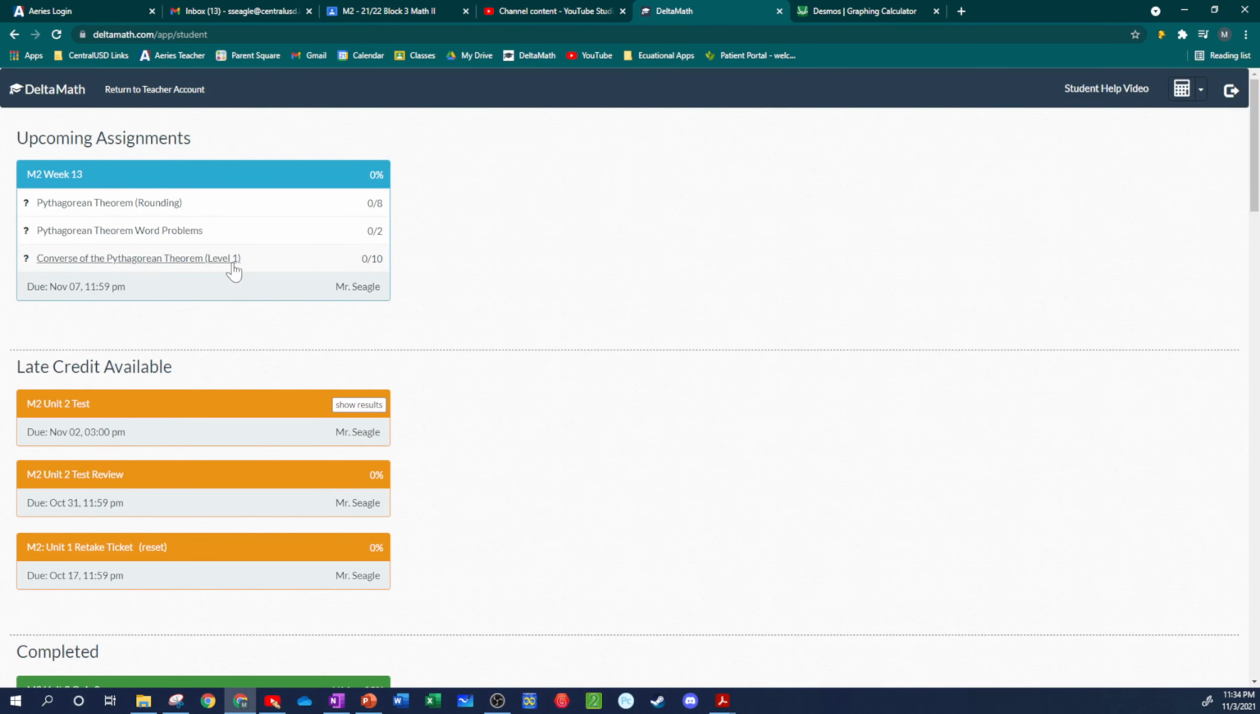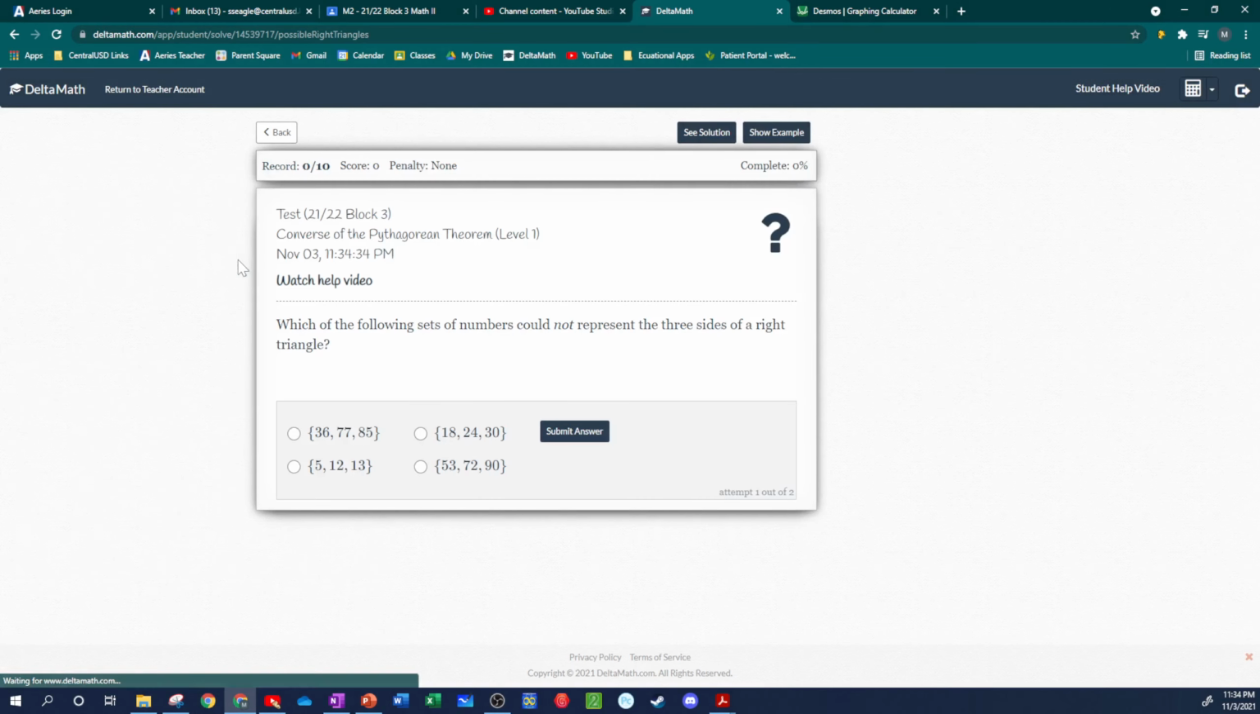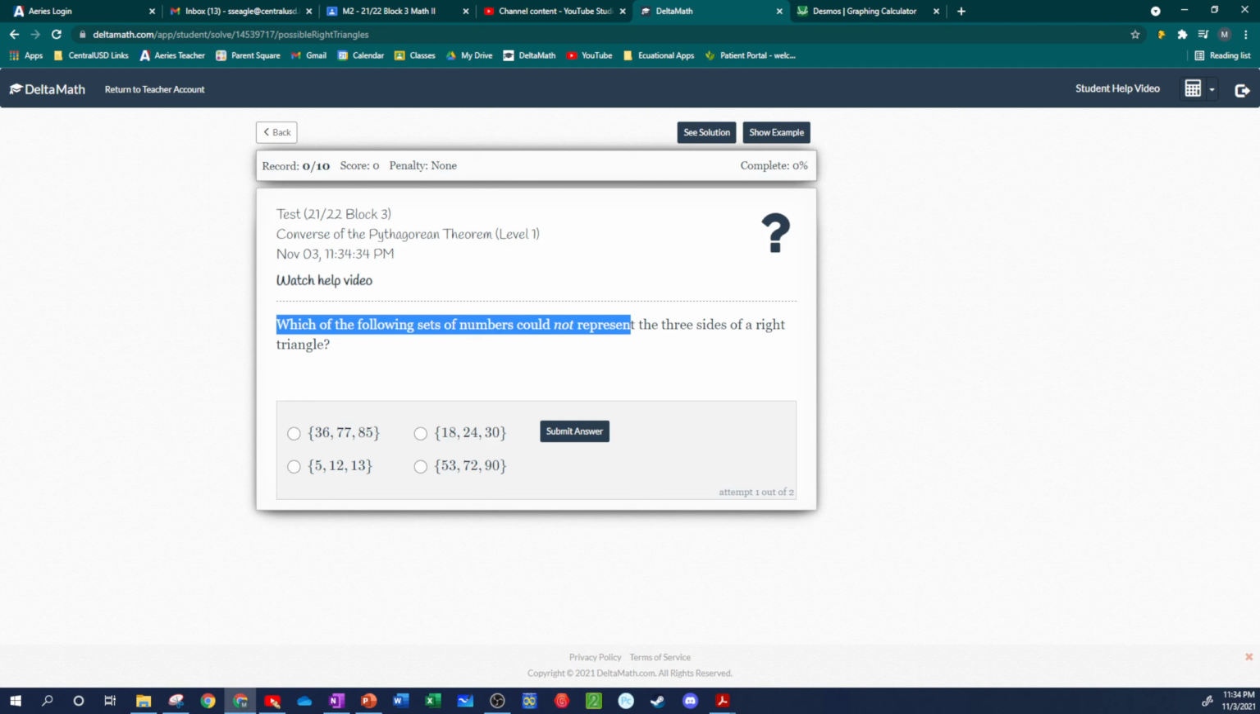Converse of the Pythagorean theorem, level 1. You're going to see problems like this where, hey, I give you a set of 3 triangles. You have to tell me, is it a right triangle or not? You have to find, in this case, which of the following sets of numbers could not represent the 3 sides of a right triangle. So you have to figure out which one is not a right triangle. So if you remember your Pythagorean theorem triples, like 5, 12, 13, that's one of my triples, this is going to be a right triangle. You need to check the other ones.